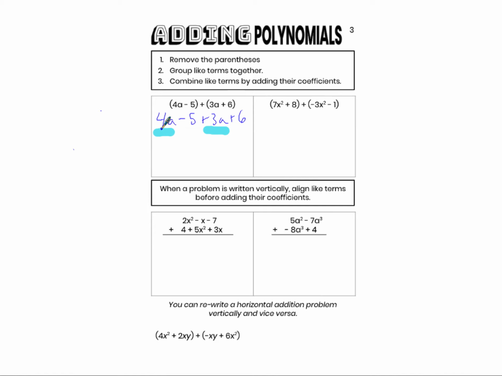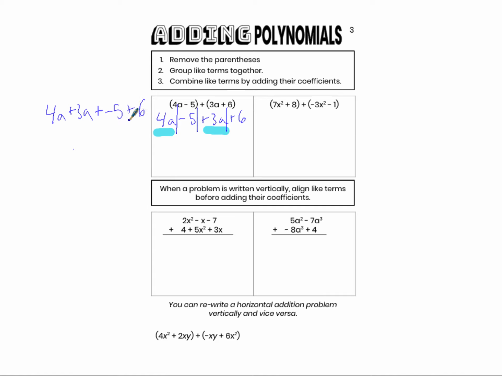The only work that's required for an addition problem is rewriting the addition problem without parentheses. It's really important to remember that the plus or minus goes with the term after that plus or minus. So this would be the same as plus negative 5 and so on. So we have the option of rewriting the polynomial. And here we would want to write that as plus negative 5.